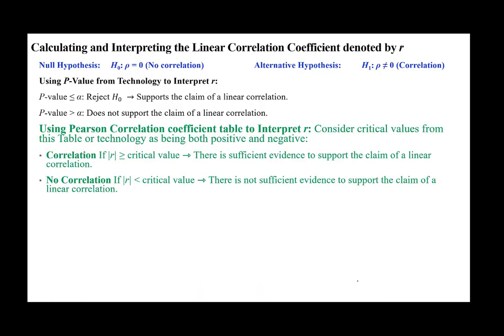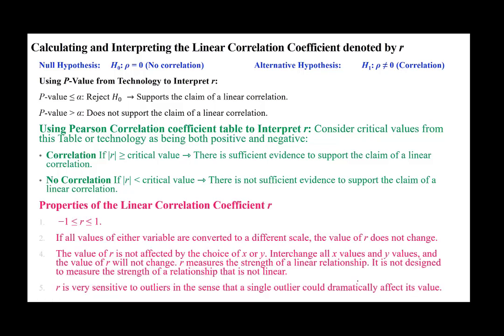correlation. Using the Pearson correlation coefficient table to interpret R, consider critical values from this table for technology as being both positive and negative. Correlation: if the absolute value of R is greater than or equal to the critical value, there is sufficient evidence to support the claim of a linear correlation. No correlation: if the absolute value of R is less than the critical value, there is not sufficient evidence to support the claim of a linear correlation. And again, an example makes this clear. So we can use the table for Pearson correlation coefficient. And again, remember, this is a two-tailed test, and so you're comparing it with the two-tailed test.